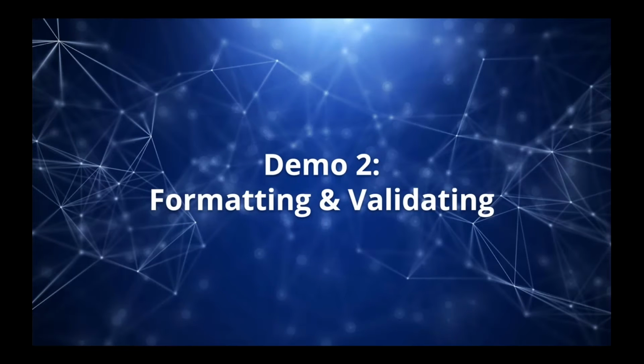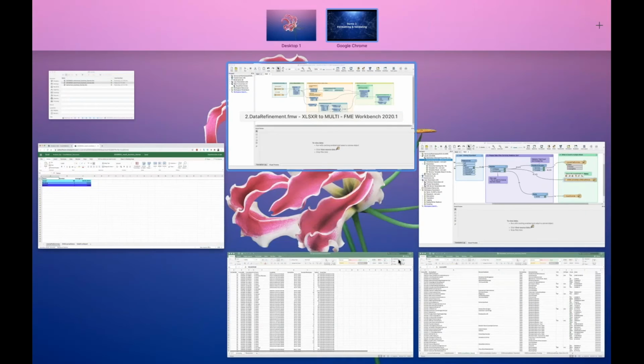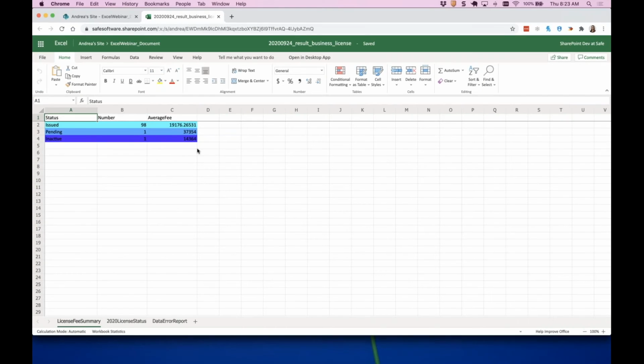Awesome. Now I'm going to show you a second demo, and the objective of the second demo is we're going to refine the data that we were using in our first demo. We're going to style and validate that data and share it to our organization in SharePoint. I'd like to show you what it looks like at the end. So this is what we'll be working towards.